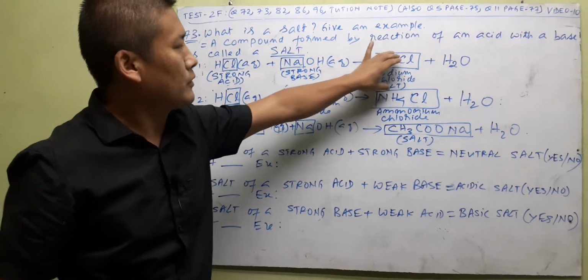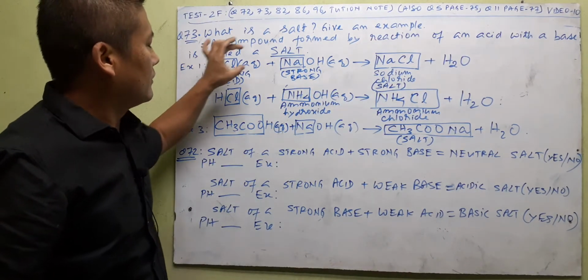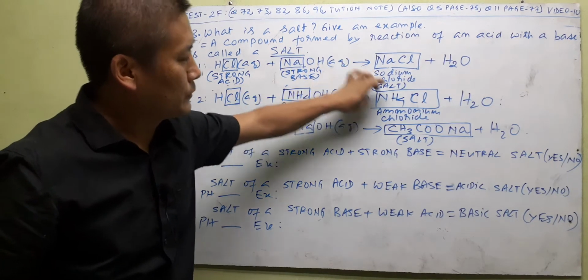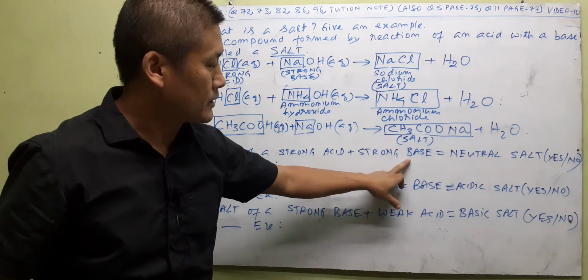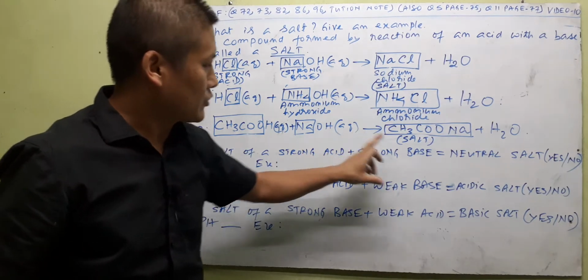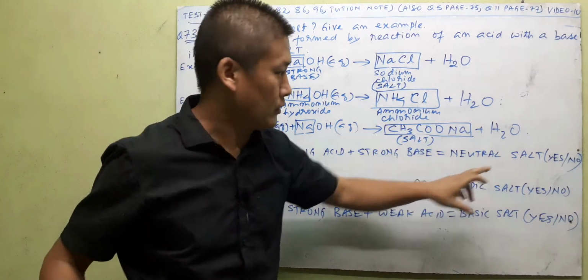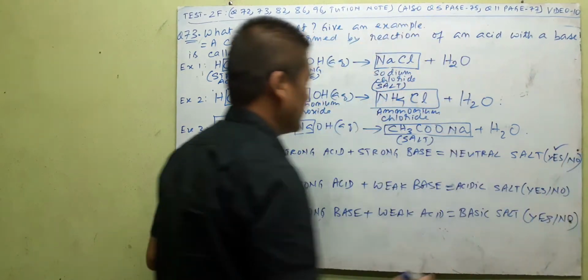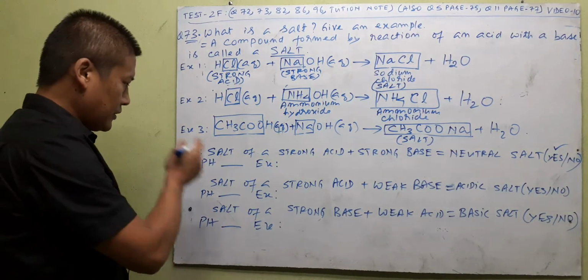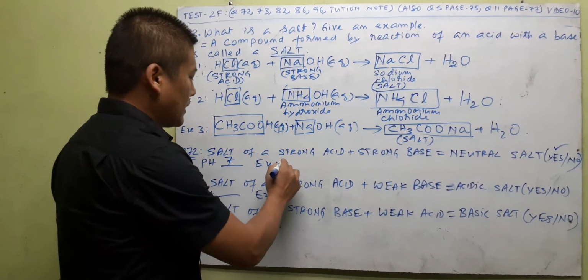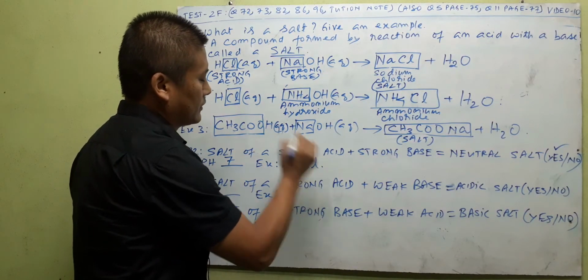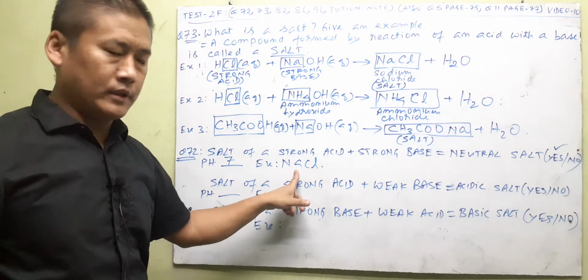So this type of salt, derived from a strong acid reacting with a strong base, is called a neutral salt. When it is a neutral salt, the pH is usually around 7. The example therefore is sodium chloride, NaCl, the white salt that we put in our sabji.